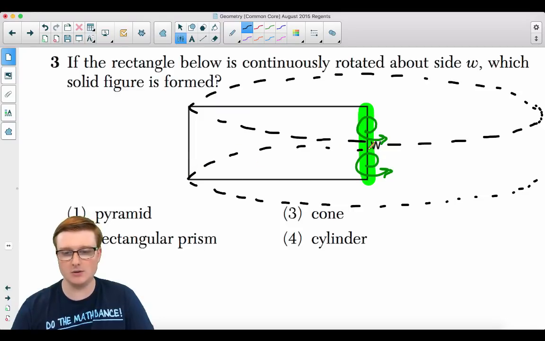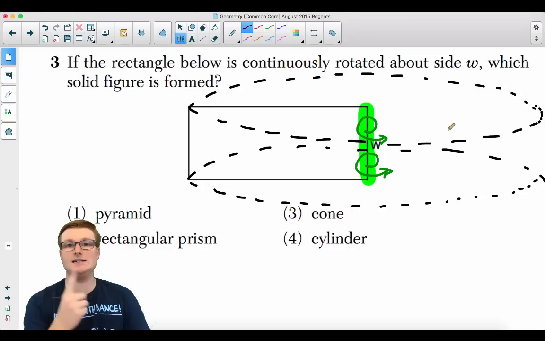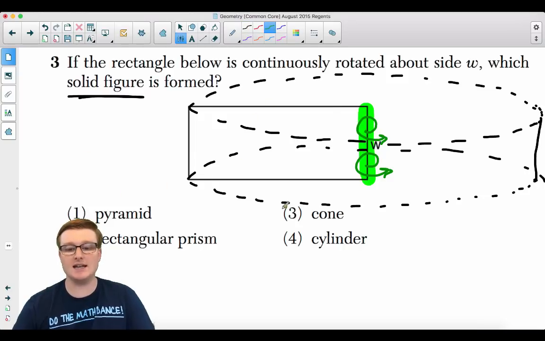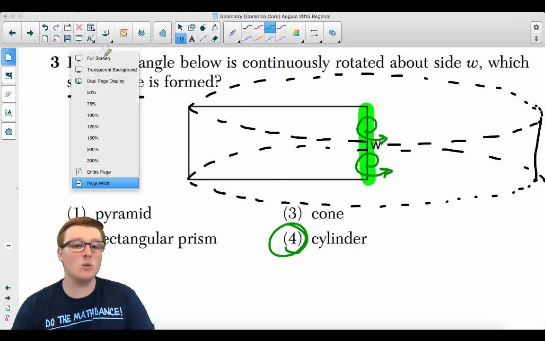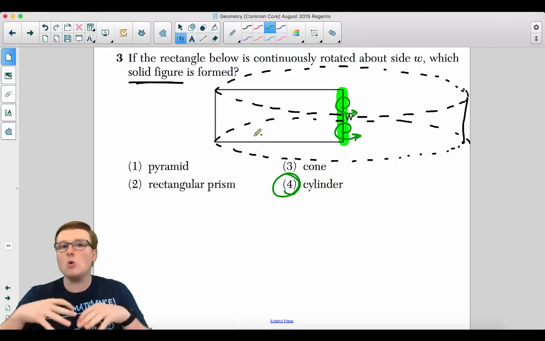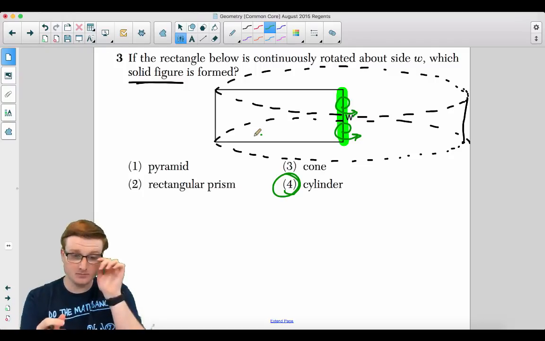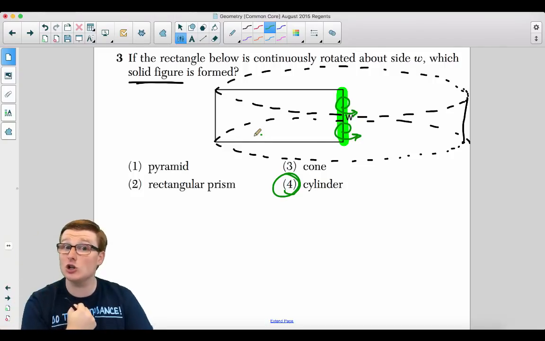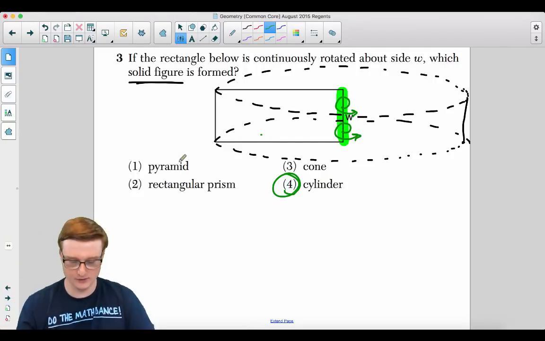Now, what am I creating here, folks? I am creating discs or circles. And it's saying which solid figure is formed, so that is creating a cylinder. And what I tell my students all the time, this giant rectangle is the revolving door. When you go to a department store where they have revolving doors, or the airport, you are pushing against a giant rectangle, and what are you enclosed in? You're enclosed in a cylinder, so that's why it is going to be choice 4.